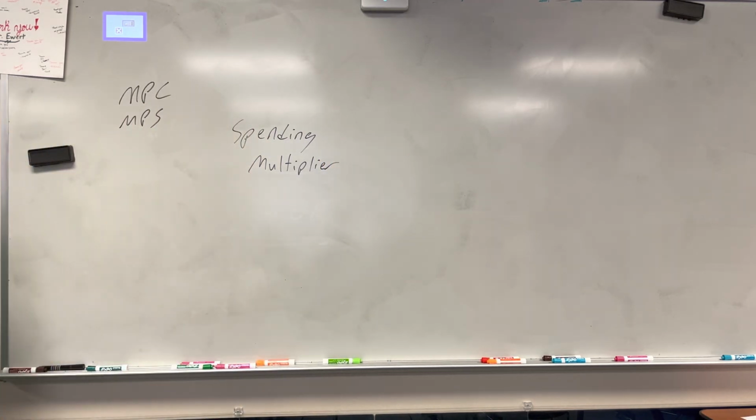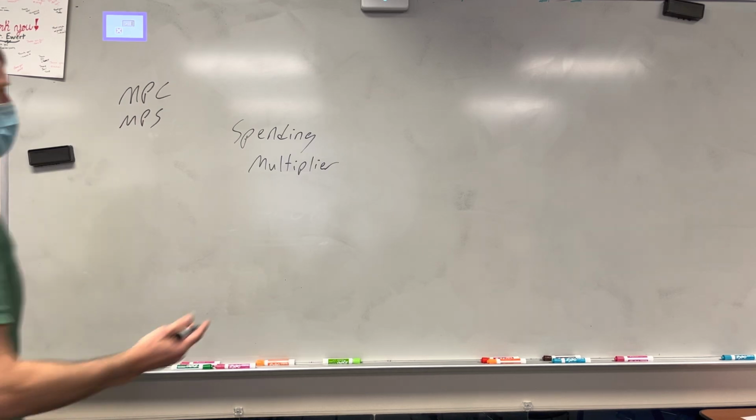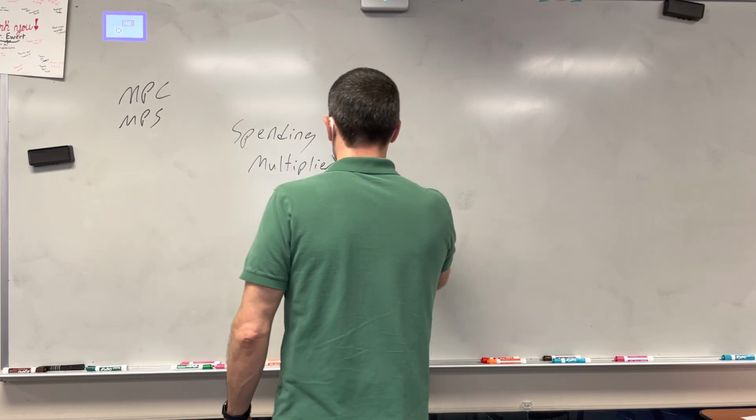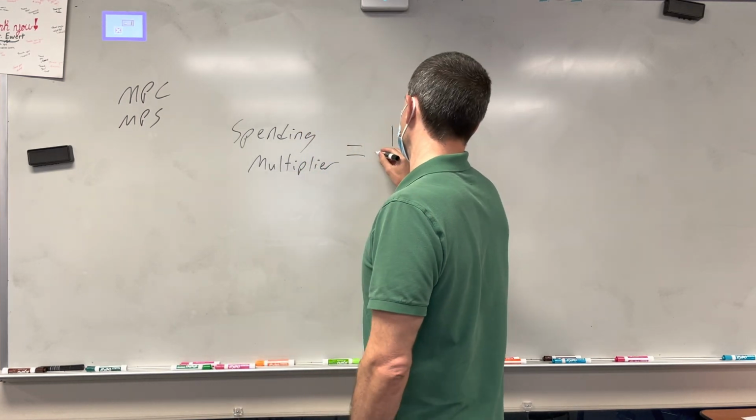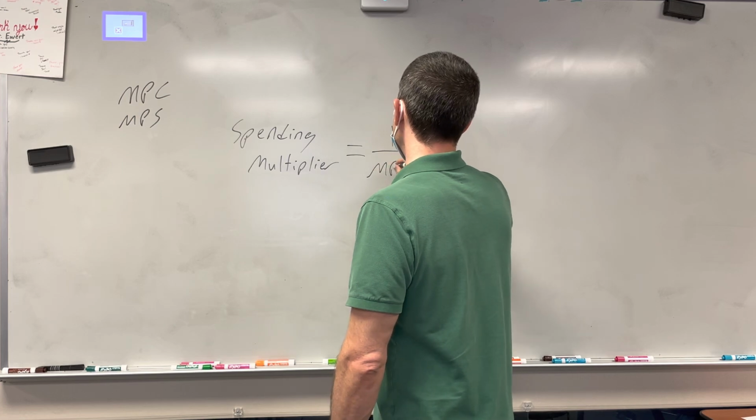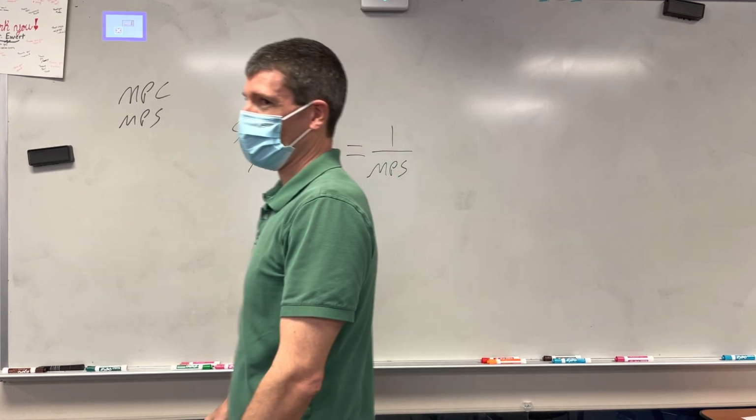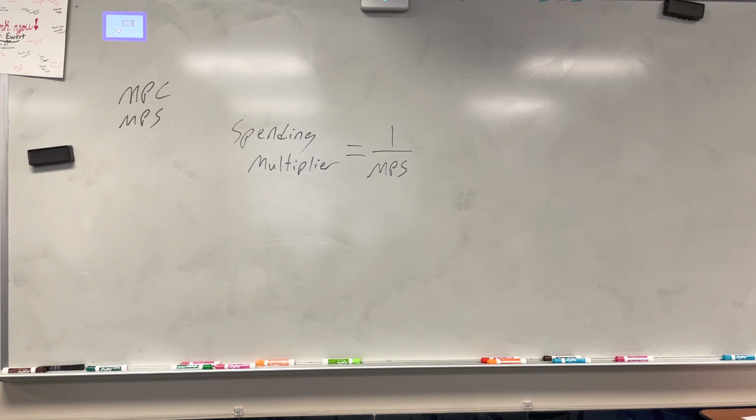Use the spending multiplier when there's a change in spending. Again, that's C or I or G or XN. The equation for that is: spending multiplier equals, you better remember, 1 over MPS. MPS is always the one in the denominator. 1 over MPS.